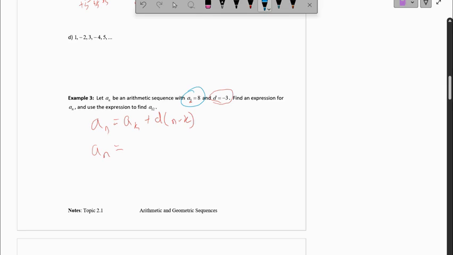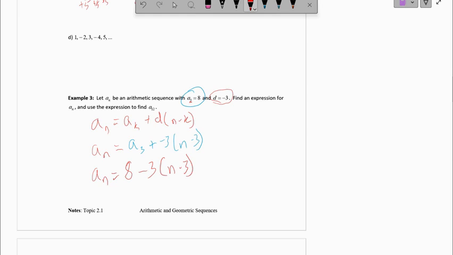So this right here is what we're going to use for a sub k, and the k in this case would be 3. So we're going to say a sub 3 plus the difference, which here is negative 3, which we'll simplify in a second, times n minus 3, because again the k is 3. And then a sub 3, we know is 8, so we're going to substitute that in. Again, I'm going to simplify this a little bit. If I'm adding a negative, I'm just going to put a minus 3, and then n minus 3 is right there. And technically this is fine.